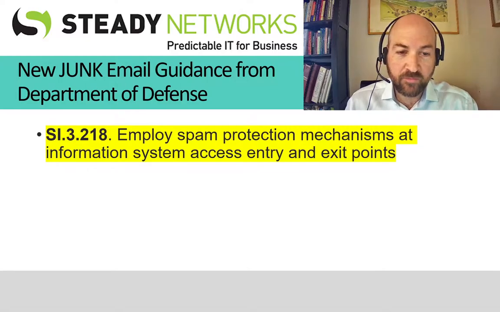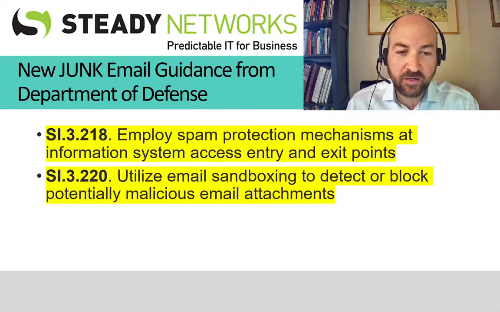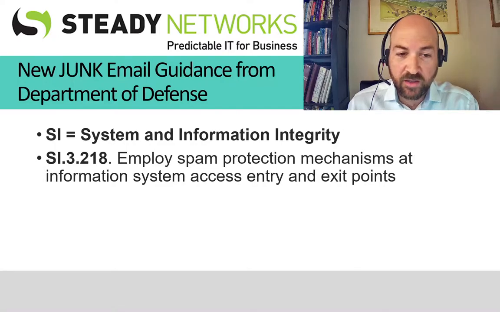Now, one of them was SI 3.2.18, which was to employ spam protection mechanisms at information security access and entry and exit points, and another was to utilize email sandboxing to detect or block malicious email attachments. So let's take a shallow dive into what these mean. SI is System and Information Integrity, and this 3.2.18 says employ spam protections at entry and exit points.